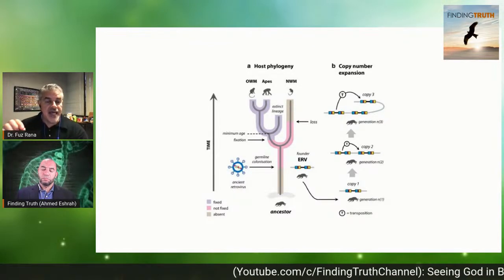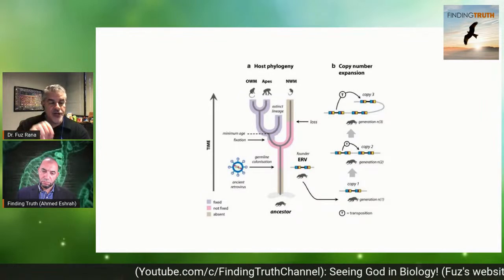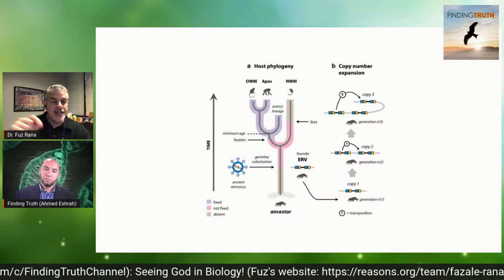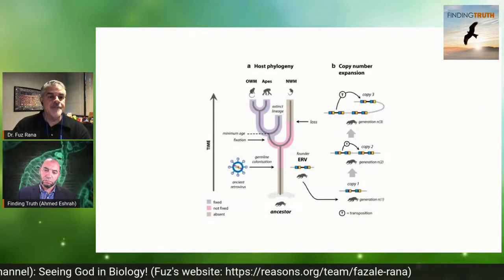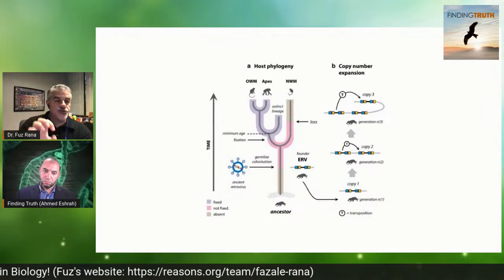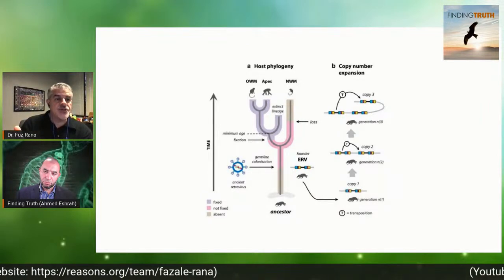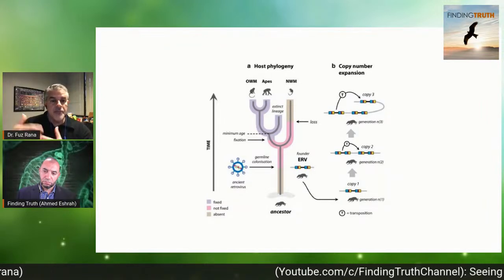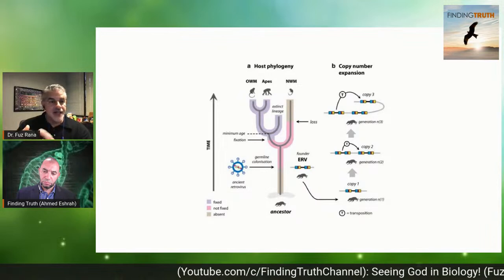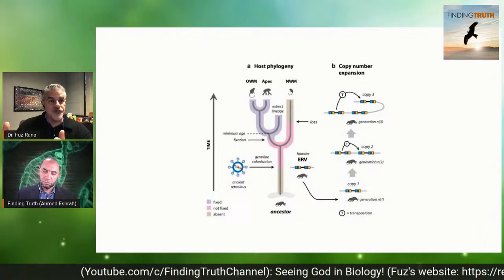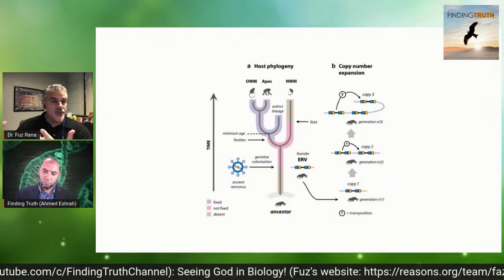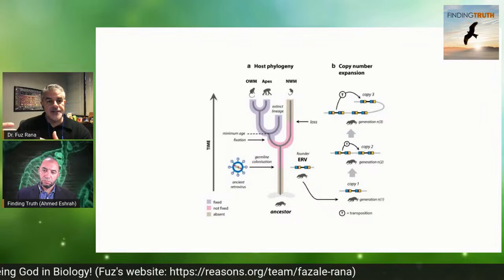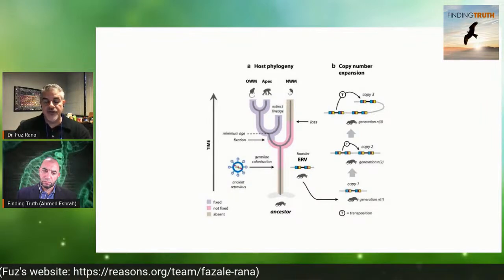That means that once you have an endogenized retrovirus, it can proliferate within the genome through this mechanism known as retrotransposition, where it's called a transposon or a retrotransposon because of that pathway. And so you can have multiple copies of an endogenized retrovirus that become proliferated within the genome of an individual.